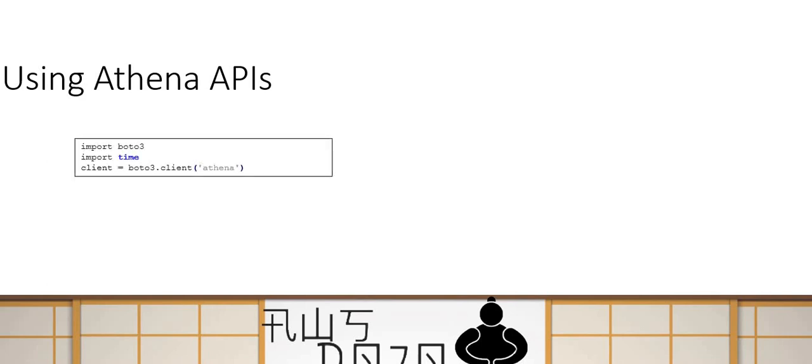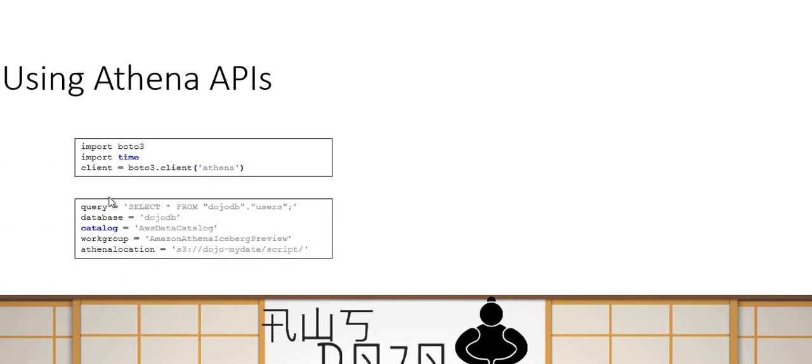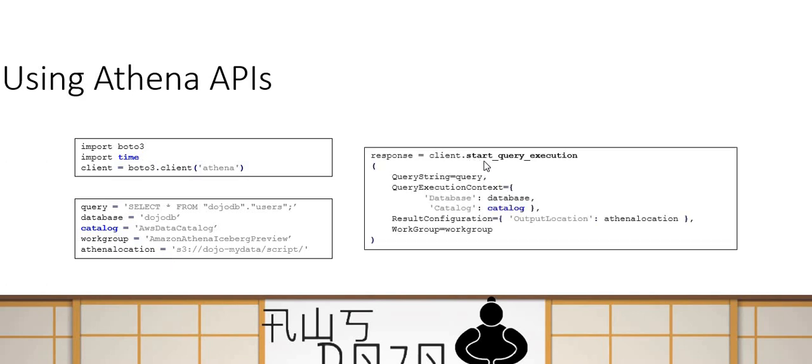Okay, so just to give you an idea about how you can use Athena APIs, you can simply import Boto3. I'm using Python as an example. Then I'm creating a client for Athena. Then I simply set certain parameters, like which query I want to run. In this case, I'm trying to get data from a users table. This is my database name. This is my catalog name. I have to change the work group because I cannot use primary at this point of time. We have to use this Amazon Athena Iceberg preview, and then I'm giving the output location. And then here we go, we simply run this start query execution, where I simply provide my query, my database, my catalog, my output location, and my workgroup information, and this will simply run this query against my table.